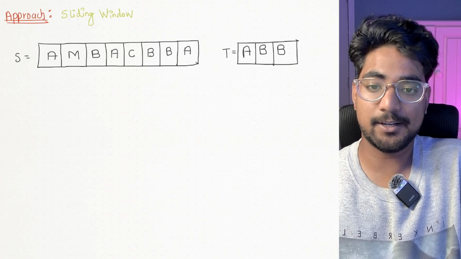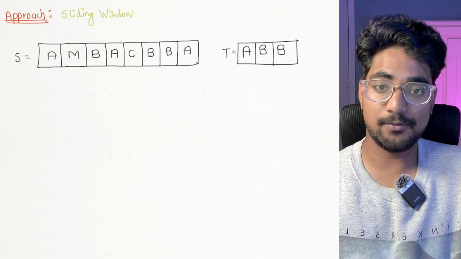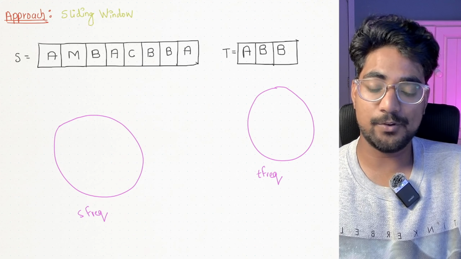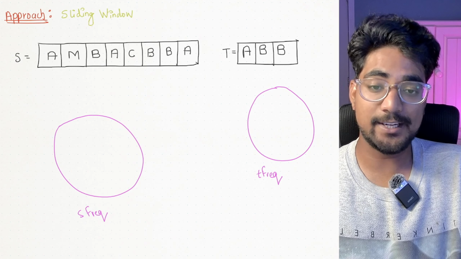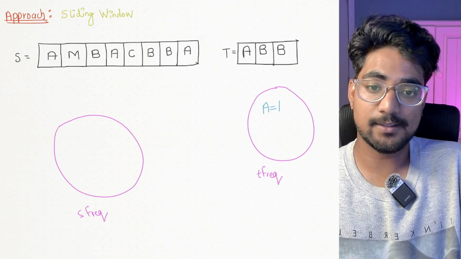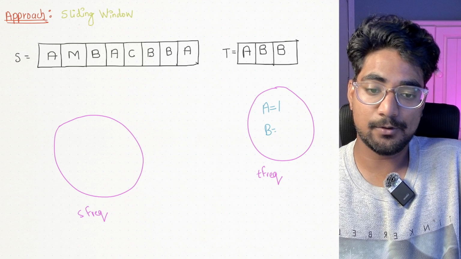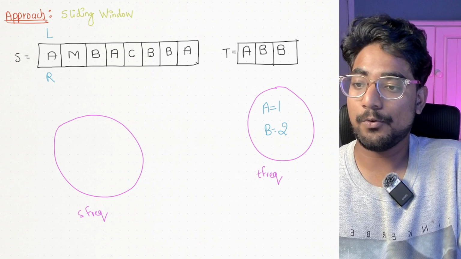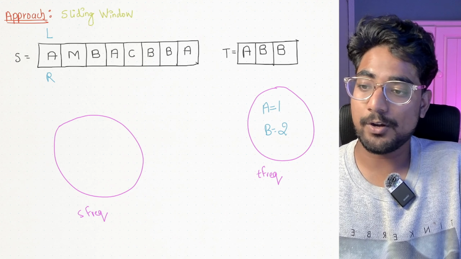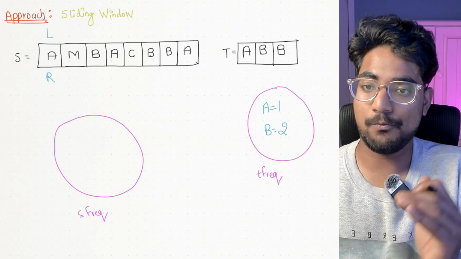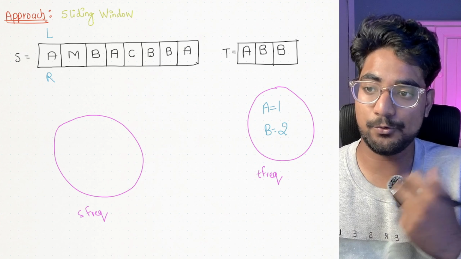And let's create a map for t first, which will contain the frequency of the characters. So let's assume this pink circle is a map which is going to store the frequency of each and every character of t first. Your a contains just one occurrence and your b is appearing 2 times. Let's assume your left pointer is pointing to a and your right pointer is also pointing to a, and now we'll move our right pointer towards the end of the string. We'll also move the left pointer, not now, we'll let you know when we have to use our left pointer.